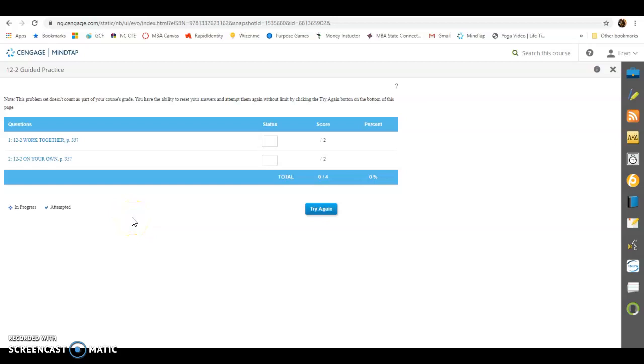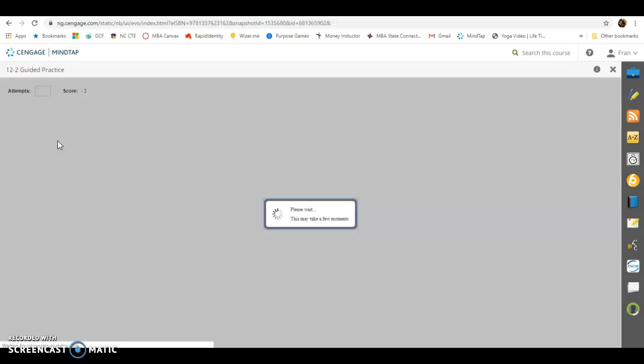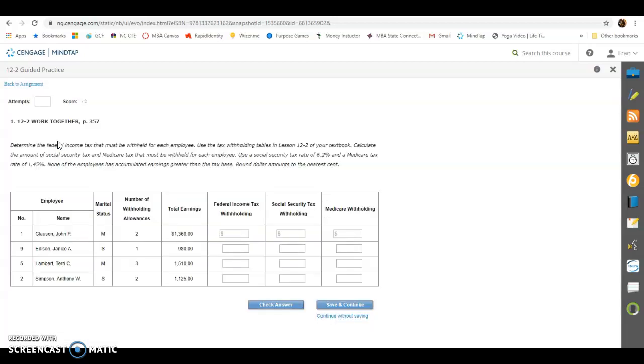Okay, let's move on to 12-2. So now we know how much their total earnings are, but now we have to compute the different taxes.